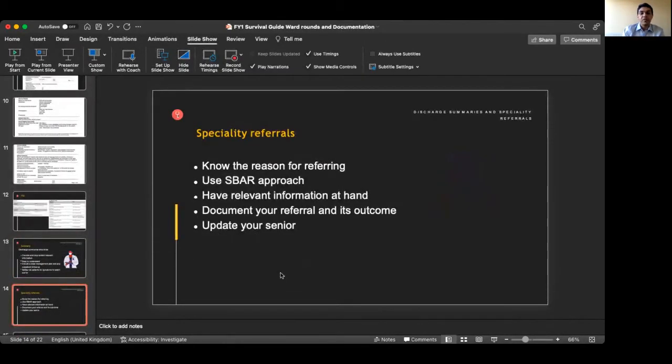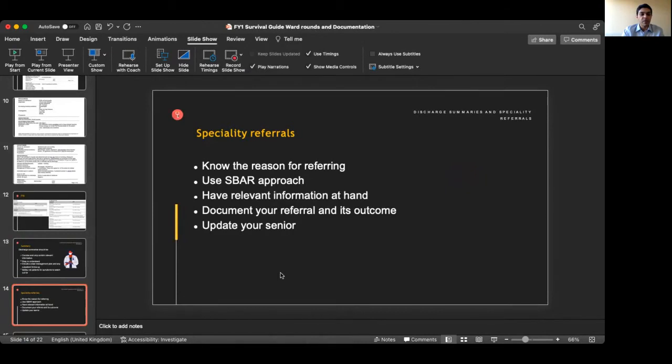So next, we're going to move on to the second part of our talk, which is specialty referrals. By specialty referrals, I mean when you're working on a ward and you need to refer to different specialties such as cardiology, respiratory, or gastroenterology to get opinions or to get your patients transferred across to receive the proper care.